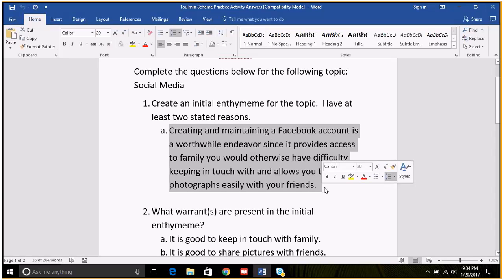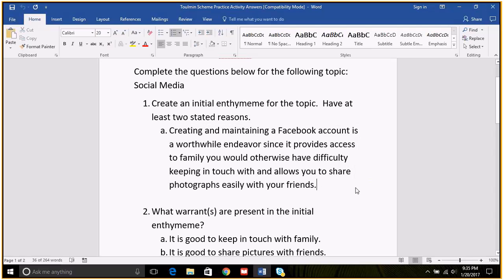I made an initial enthymeme about Facebook, and I'll be honest, I don't know much about Facebook. I haven't been active in Facebook for years, but my wife was kind enough. She's still active, and she helped me out on some, but not all, of the material. So here my initial enthymeme says, creating and maintaining a Facebook account is a worthwhile endeavor since it provides access to family you would otherwise have difficulty keeping in touch with and allows you to share photographs easily with your friends.